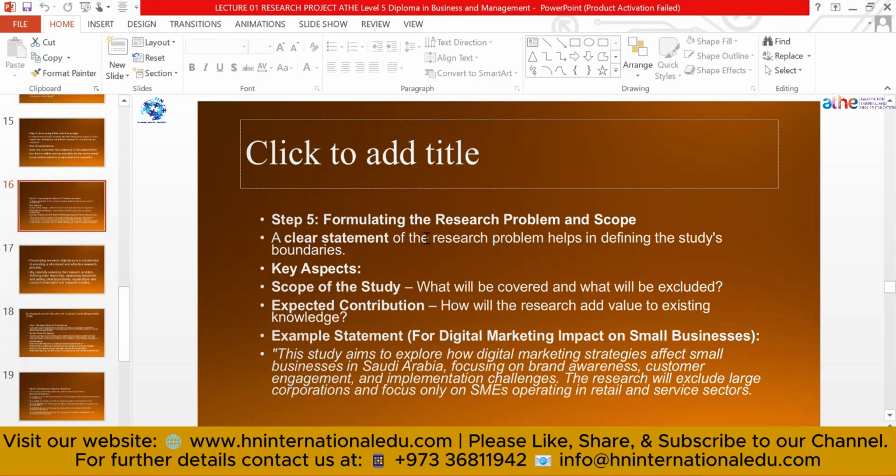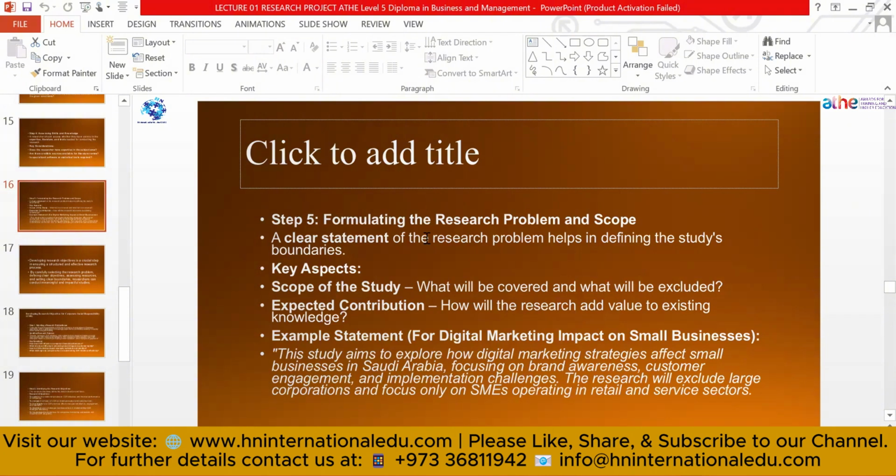Yeah. The research will exclude large corporations. The amalgamation which we just read down is the scope of the study: what will be included and what will be excluded. The research will exclude large corporations, that is the big companies, and we're going to work on SMEs. And that is also quite viable from the topic as well, operating in retail and service sectors.